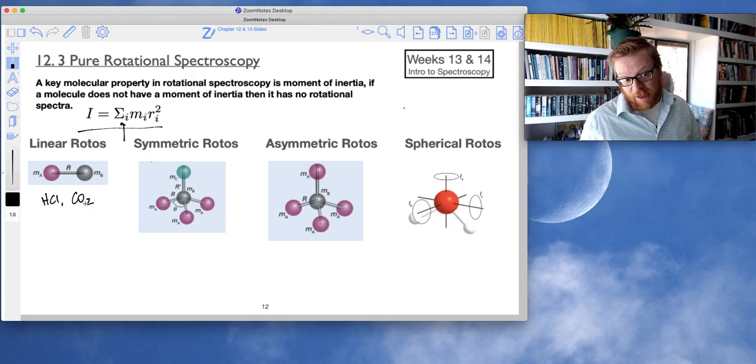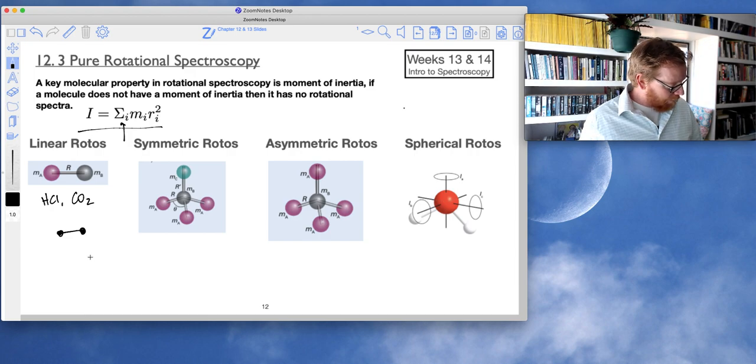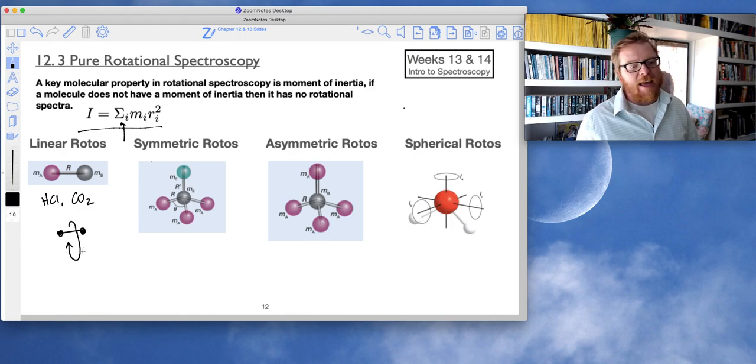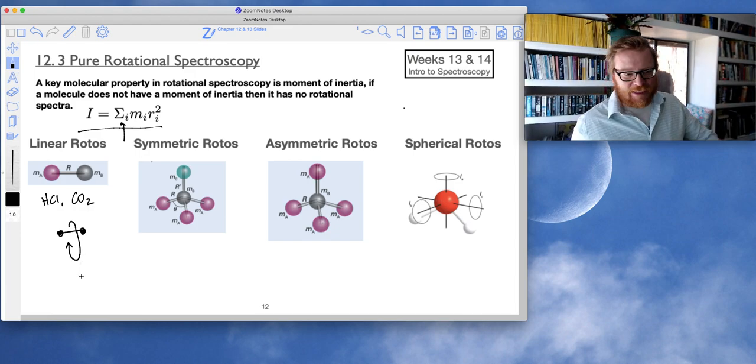It could be something like carbon dioxide as long as it's linear. And the important thing to note with linear rotors is, if you think about the moments of inertia that this thing can have, if it spins like this, round and round and round about that bond axis, there's no moment of inertia there, right? It's just spinning round and round and round. It doesn't look like anything has happened, okay?